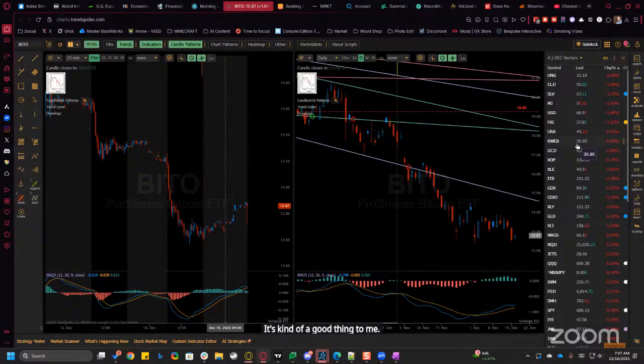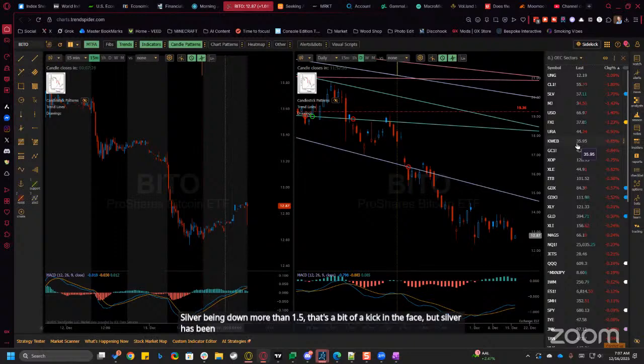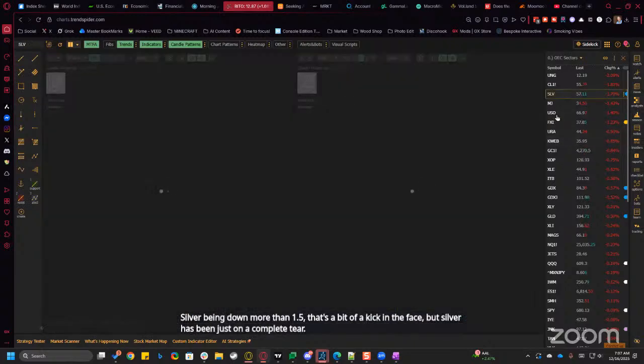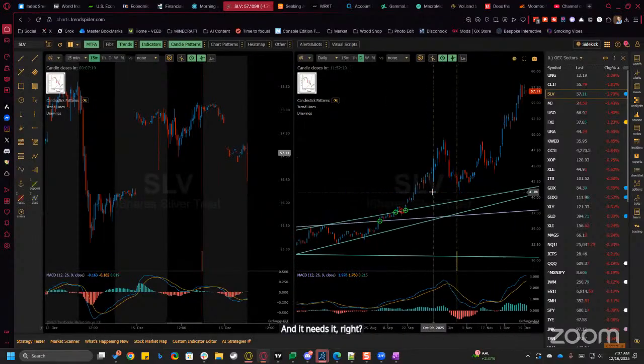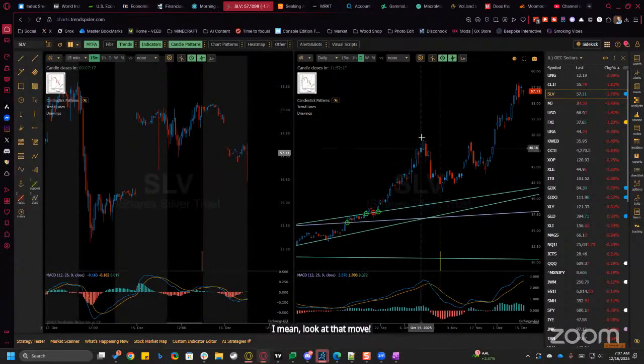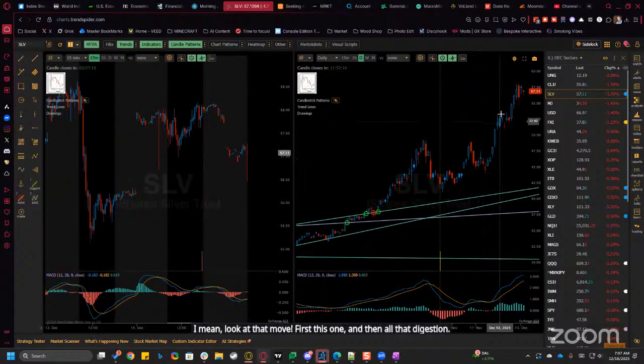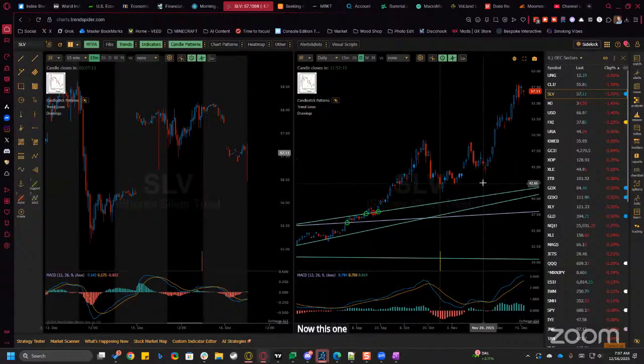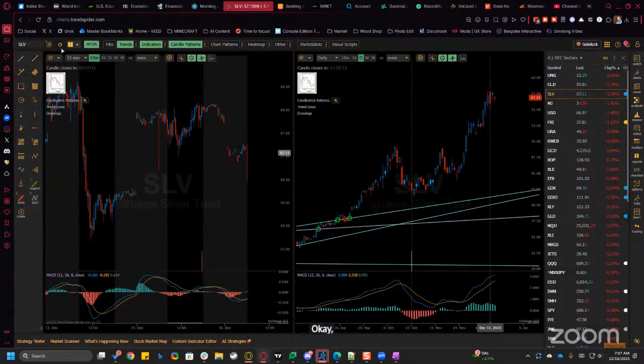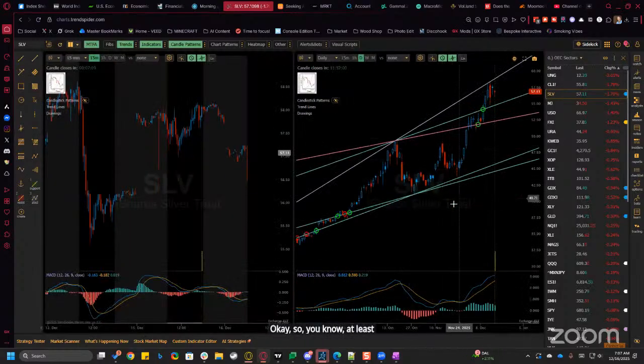Silver being down more than 1.5, that's a bit of a kick in the face. But silver has been just on a complete tear and it needs it, right? I mean, look at that move. First this one, and then all that digestion. Now this one, it's got to take a break, right? So, at least it's healthy to see that.